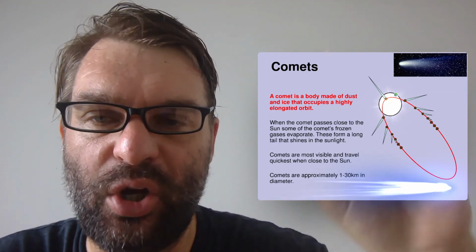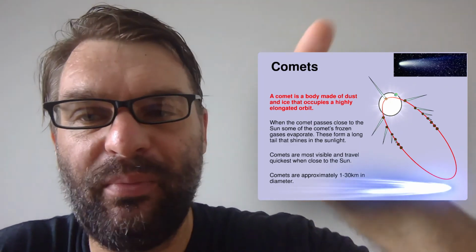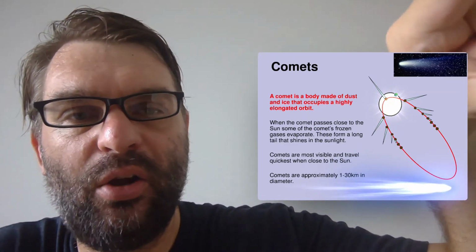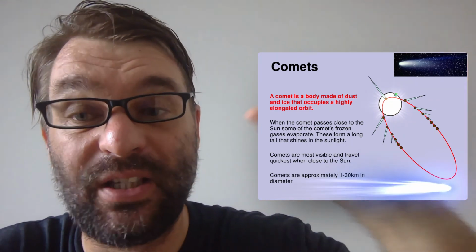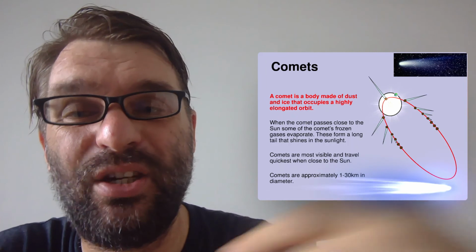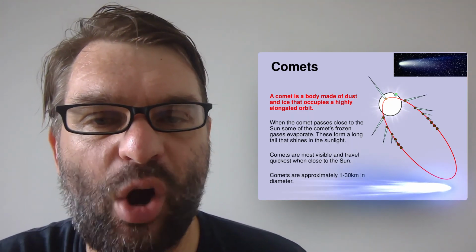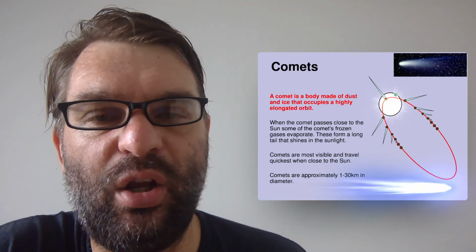of Halley's Comet, which I took in 1986. I'm that old. And you can see it gets close. As it gets closer to the Sun, the ice melts and forms kind of a tail. That means comets are more visible the closer they get to the Sun. And comets are quite small. They're about 1 to 30 kilometers in diameter.